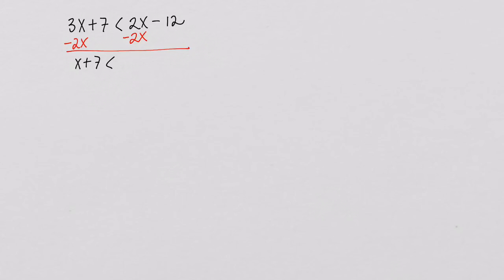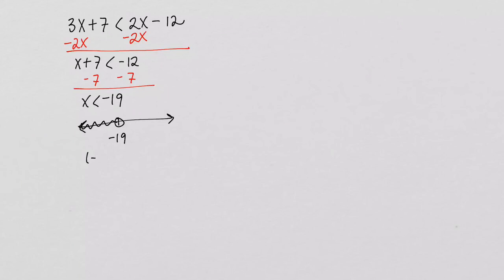So if I have 3x plus 7 is less than 2x minus 12, right? This is just a regular old inequality that you're solving with the traditional means. So I can subtract the 2x's on both sides. I get x plus 7 less than negative 12. Subtract the 7, subtract the 7. x less than negative 19. Here's negative 19, open circle, this direction, negative infinity to negative 19, right? You get the gist.